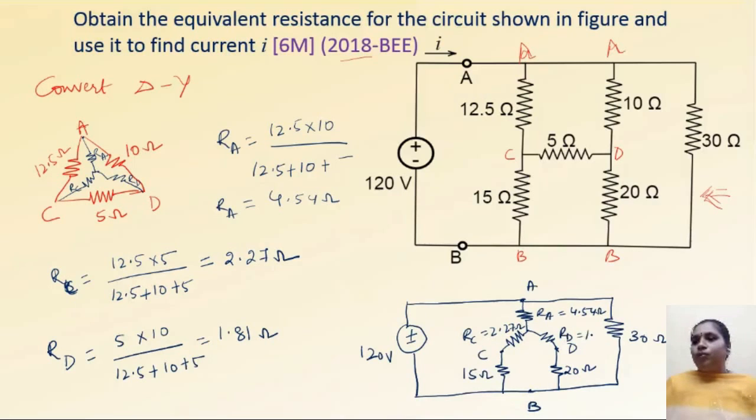It is 1.81 ohm. Now, if you observe the circuit, you can see here that 15 and 2.27 are in series, right? 20 and 1.81 are in series. So that combination is in parallel and this circuit is in series with RA, and after calculating this total value it is in parallel with 30. After that you can find the value of current by using the formula I equals V by R equivalent. Right. So we are going to solve it.